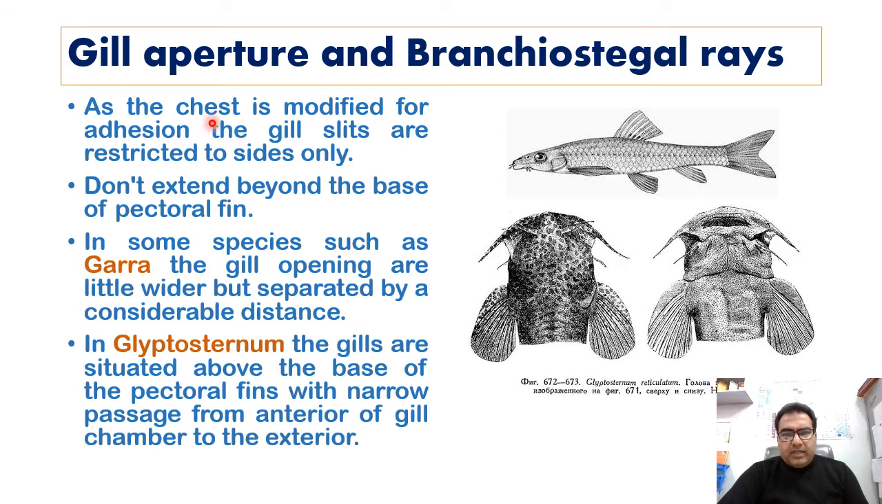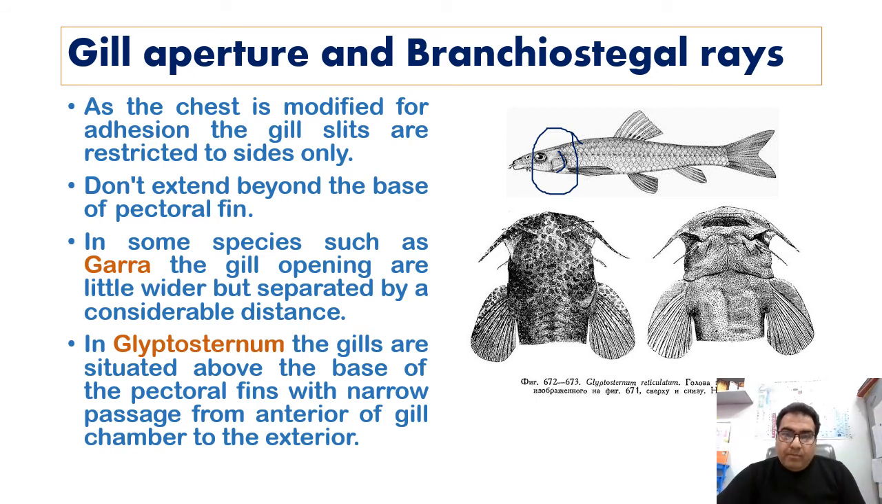Now, when we talk about the gill aperture and the branchiostegal rays. What is the gill aperture? This is the gill aperture. The opercular bone covers this very gill aperture. And you are seeing in the case of the hill stream fishes, this gill aperture is very small as compared to those fishes which are found in the plains.